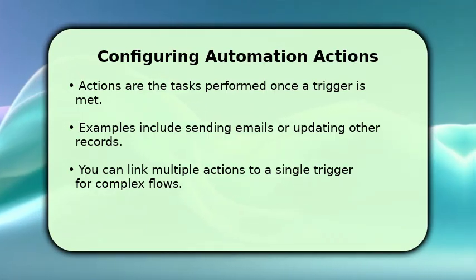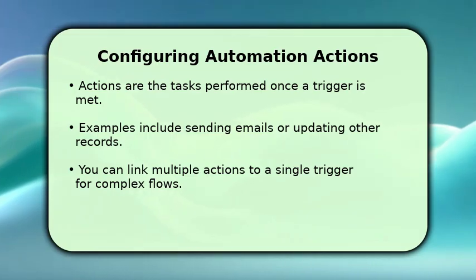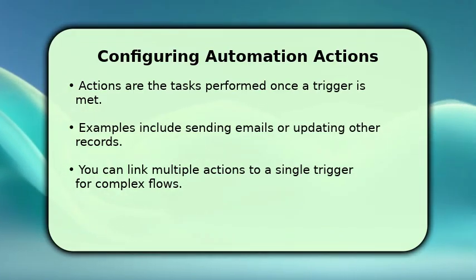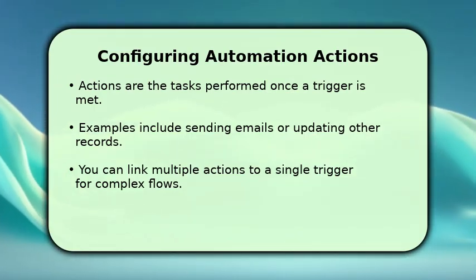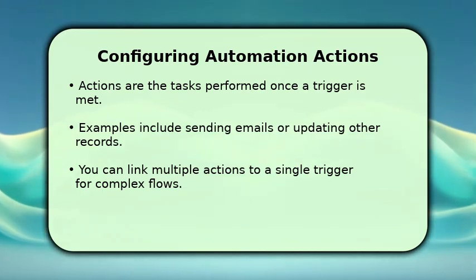An action is what your automation actually does. This could be sending an email notification, creating a new record in another table, updating a field, or even integrating with external services. You can chain multiple actions together to create sophisticated, multi-step workflows, ensuring your base handles tasks exactly as you intend, saving you valuable time.